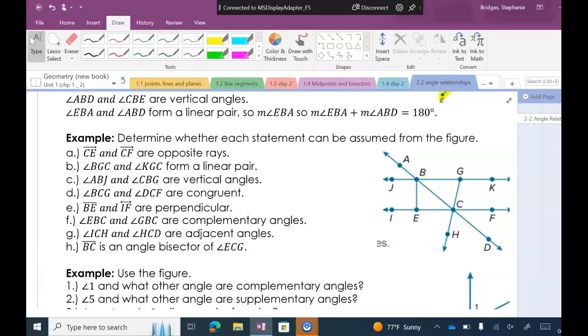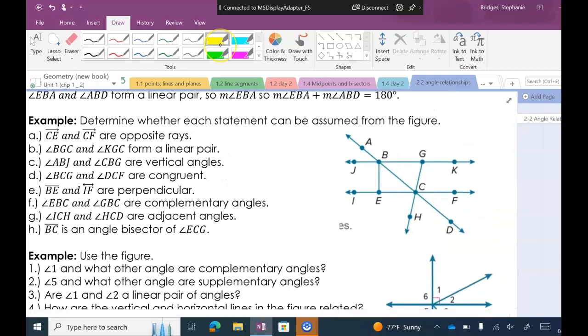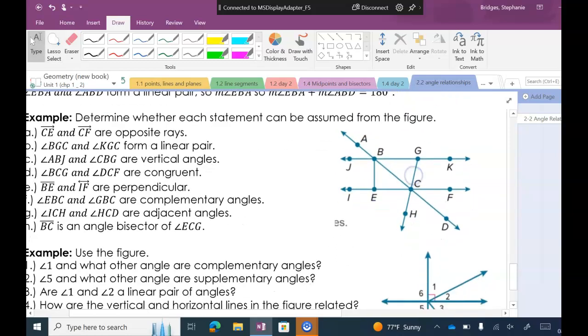I'm going to kind of highlight these, each one, as we talk about them so that we can see it a little bit better. So I'm going to start with ray CE. Remember, a ray starts at the endpoint and goes through the other end. So that's ray CE. And ray CF, are those opposite rays? Can I assume that based on the picture? Yes, because they have the same endpoint. They go in opposite directions and they make a line. So that is, yes, I can assume that based off of the picture.